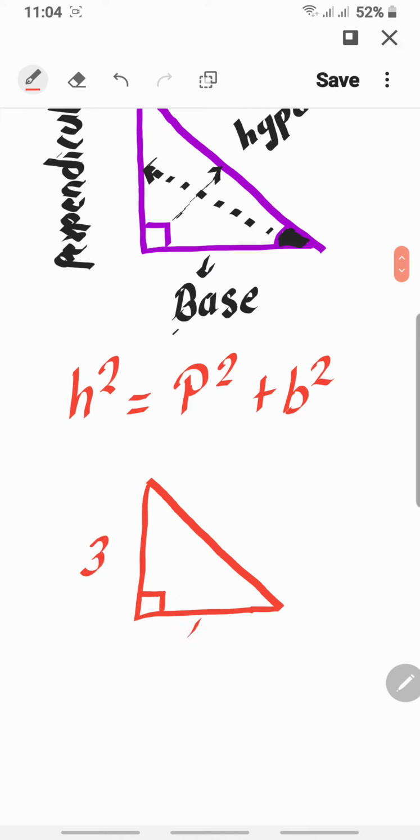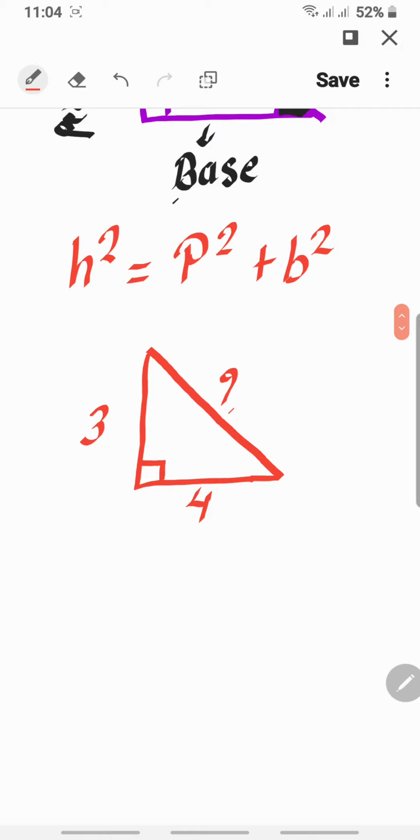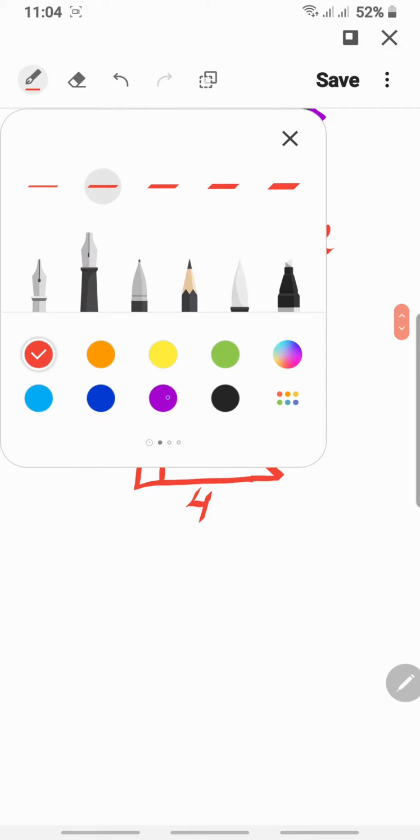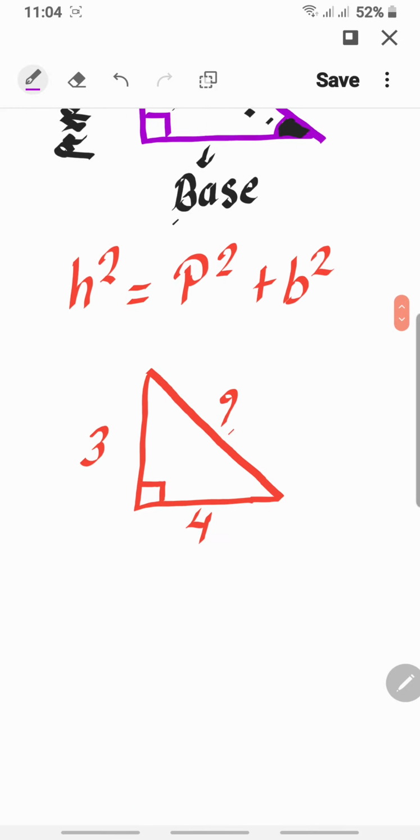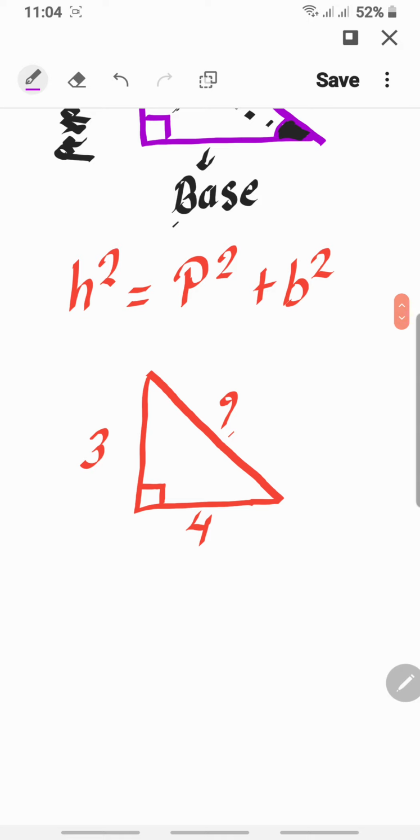Now, let's deal with one example. In a right angle triangle, if any of the sides is missing, then we can find it with the help of the Pythagoras theorem. Let's suppose perpendicular is 3 and base is 4. The hypotenuse is missing. Now, how will we find this one? To find this out, let me change the color.